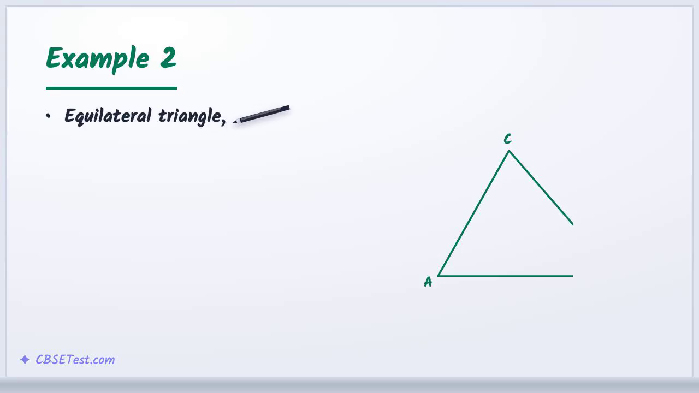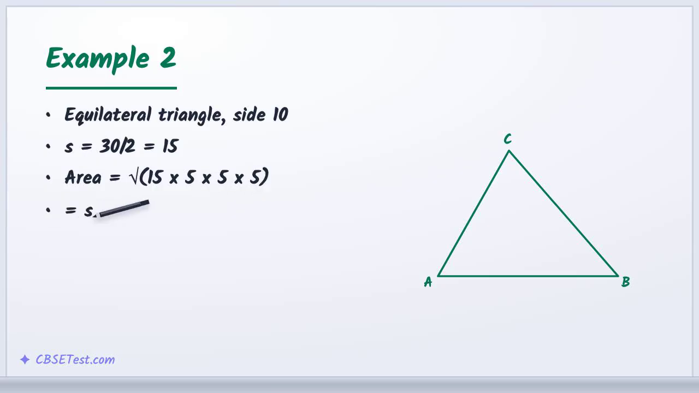For an equilateral triangle of side 10, the semi-perimeter is 15. The area is the square root of 15 times 5 times 5 times 5, which is the square root of 1,875, that simplifies to 25 root 3 square units.